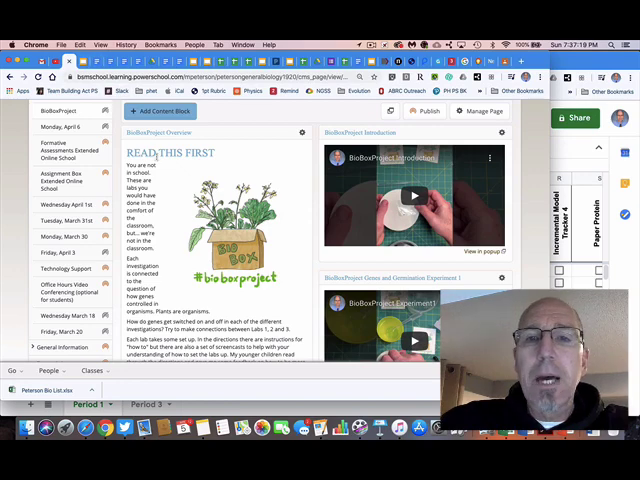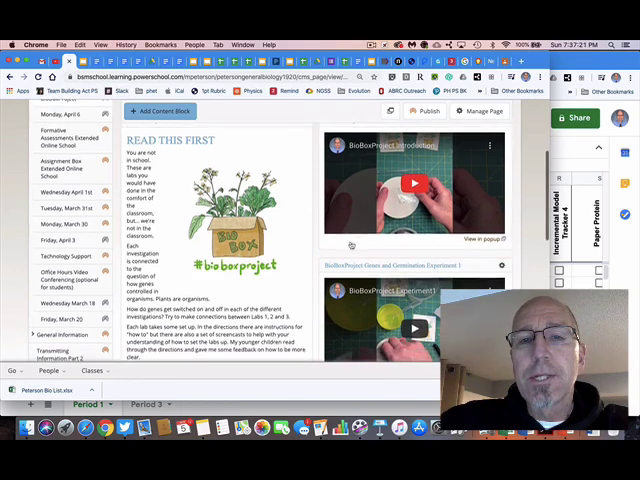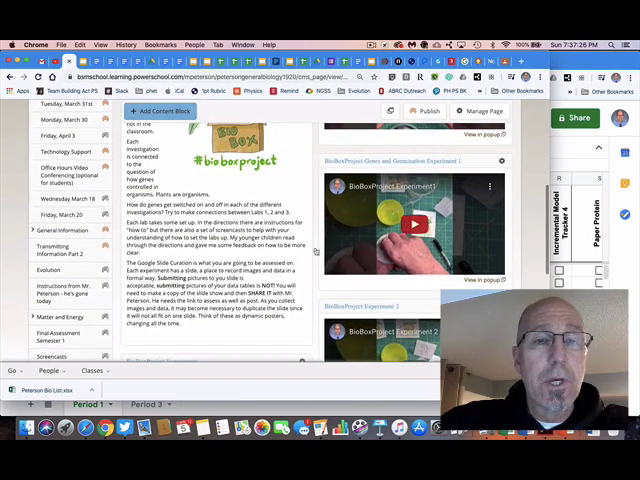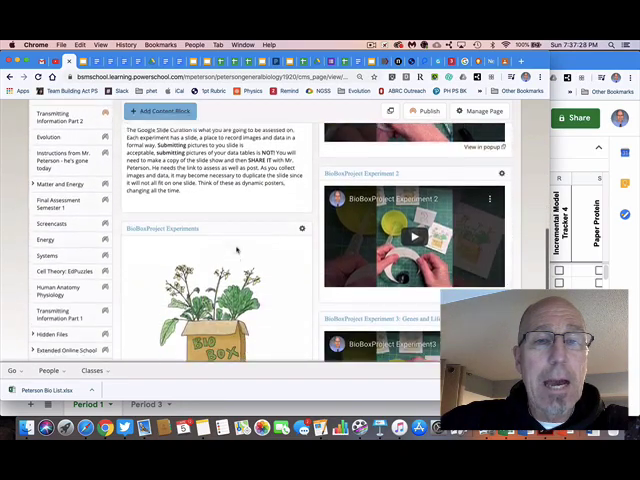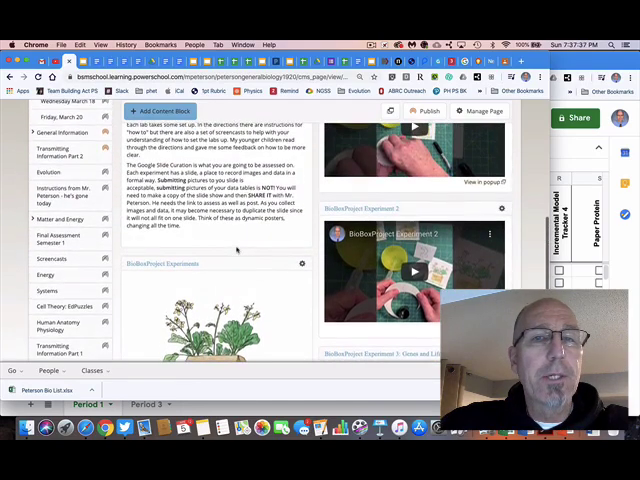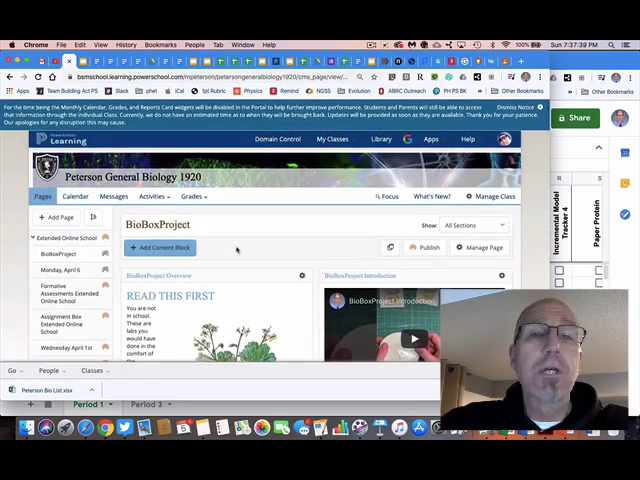There's a calendar at the bottom of this page. Over on the right-hand side are the different experiments and some how-tos. You're going to be curating your work on the BioBox on a Google slide. All the directions are on this page, with a calendar at the bottom with a suggested timeline. So that's one more thing that I'd like you to think about and get involved in, doing some more science.